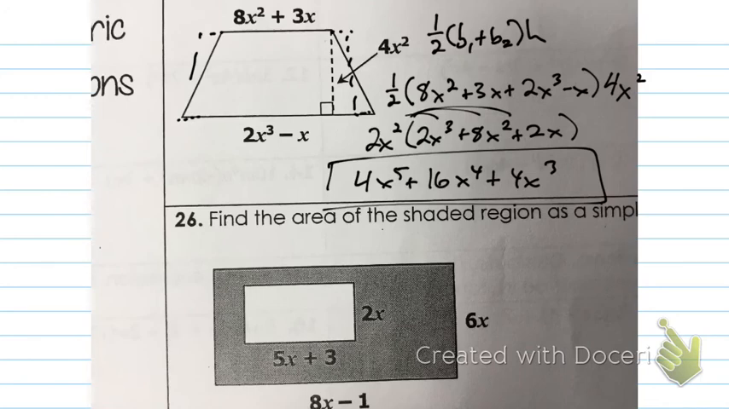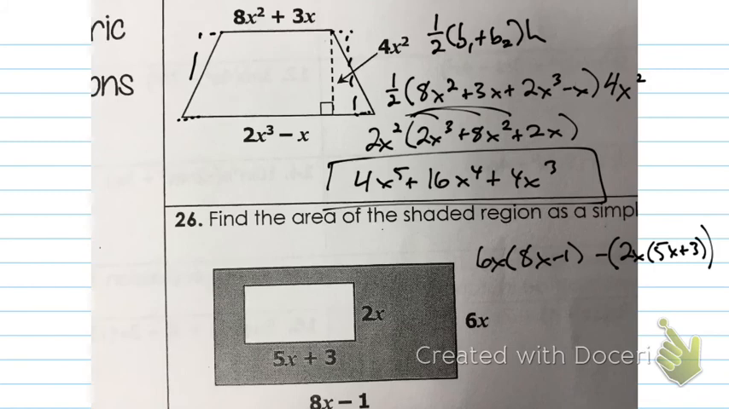So who can explain to me how I'm going to find the area of the shaded part below? Oliver, what do you think? 6x times 8x minus 1 minus 2x times 5x plus 3. Yeah, so you're going to need it to look like this. Do you see that you're going to need those parentheses? Because you need to take away that whole unshaded region.